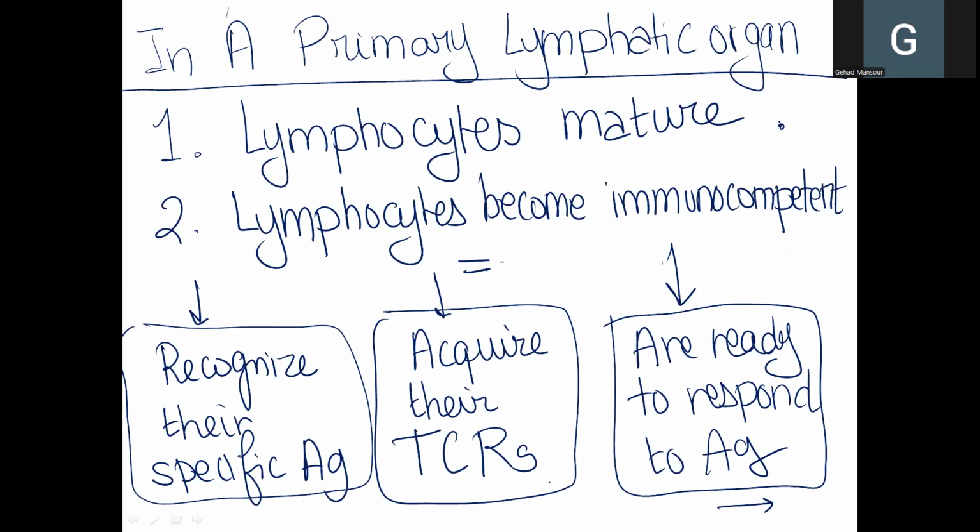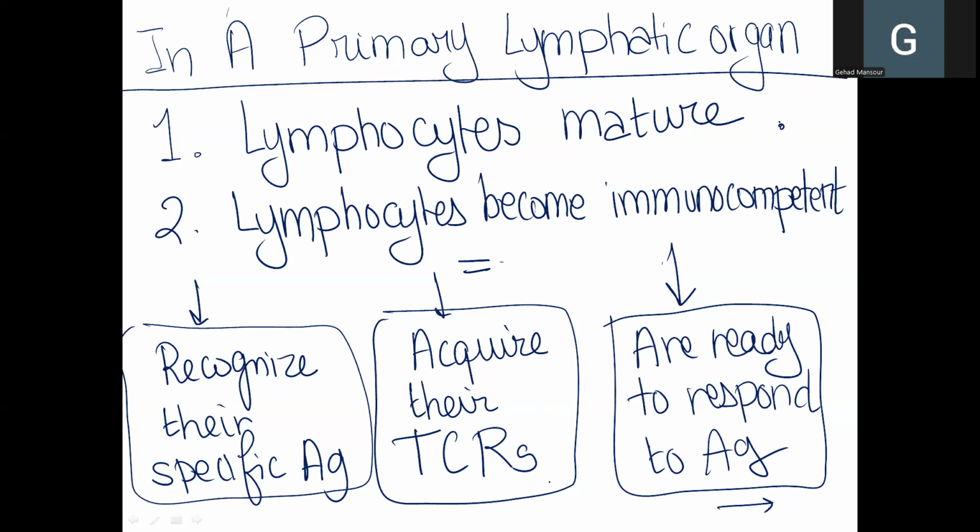So in a primary lymphatic organ, the lymphocytes are produced if it is the bone marrow, or are not produced if it is the thymus. But what's common is that they mature inside the primary lymphatic organ. As you know, the T cells mature in the thymus, whereas the B cells mature in the bone marrow. And they do not only mature, but they also become immunocompetent.